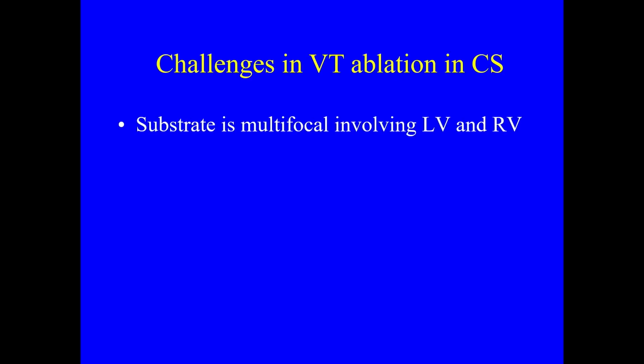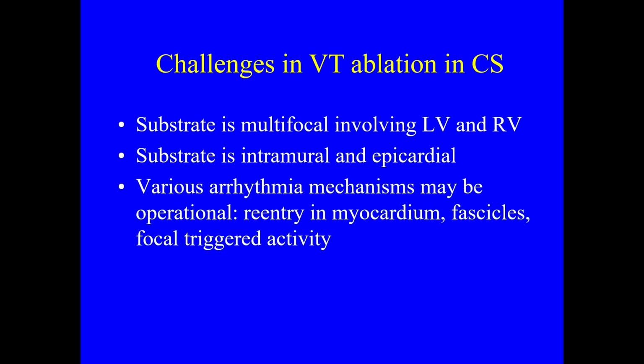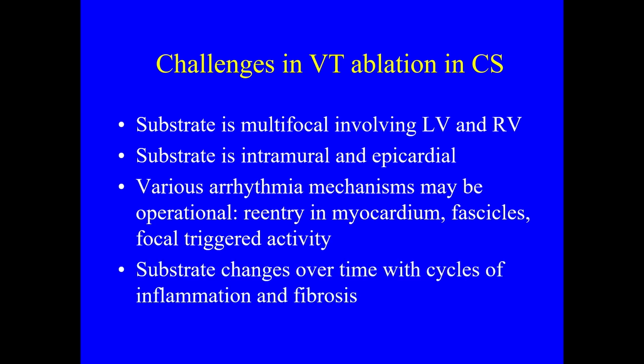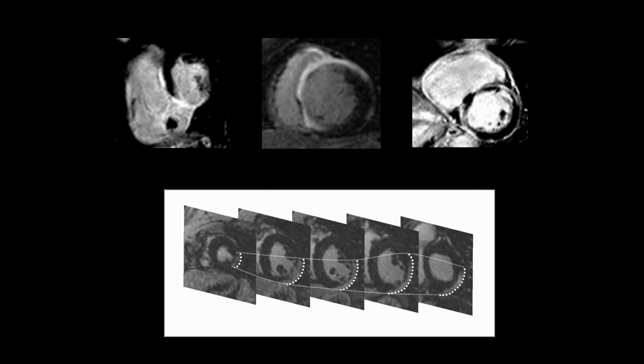There are many challenges that we face when we have patients with cardiac sarcoidosis. The substrate is multifocal, often involving the left and the right ventricle. It is often intramural. Actually, the lesions often start intramurally and reach the epicardium or endocardium by extension of the lesions. There may be various mechanisms that may be operational. There may be re-entry in the myocardium, re-entry in the fascicles, or there may be focal triggered activity. And the substrate, most importantly, also changes over time through cycles of inflammation and fibrosis.